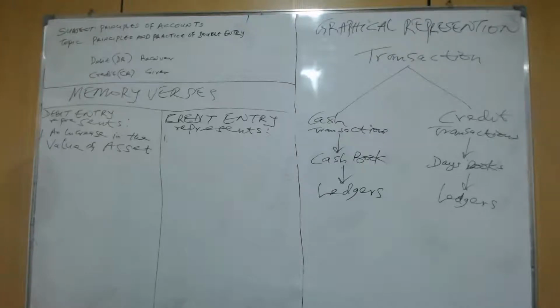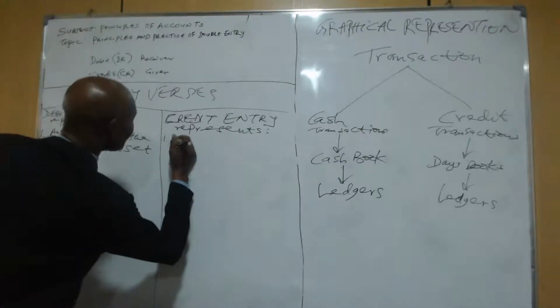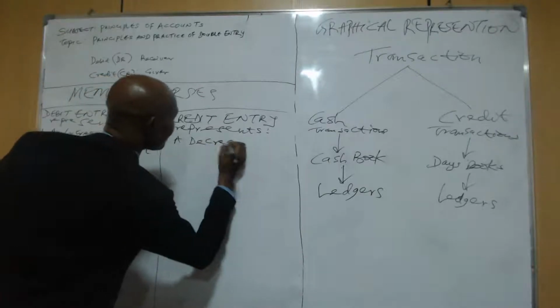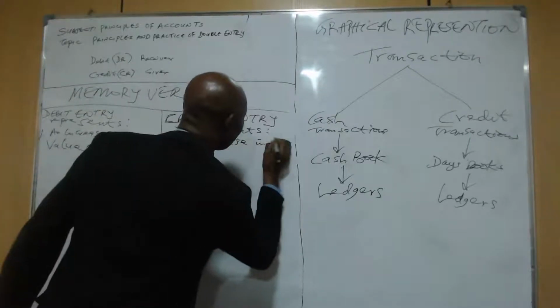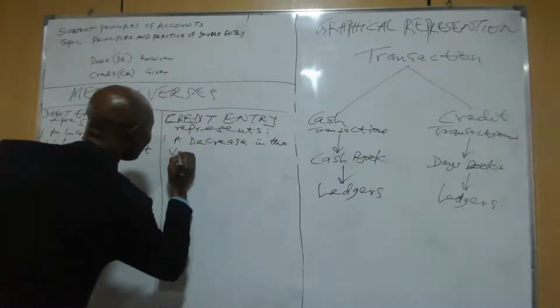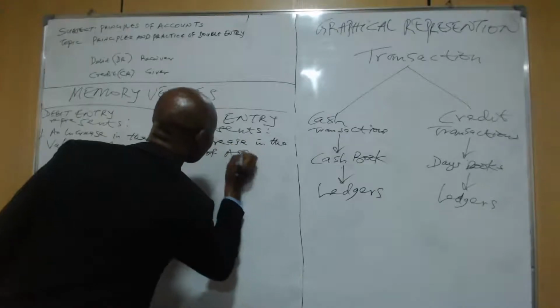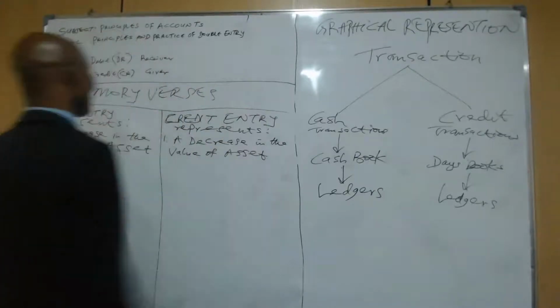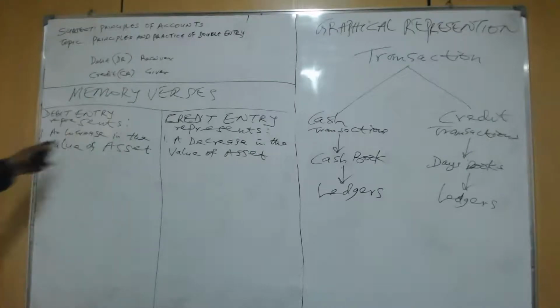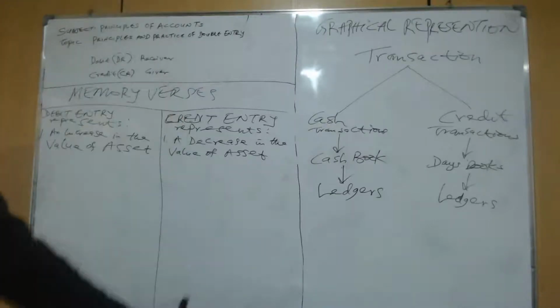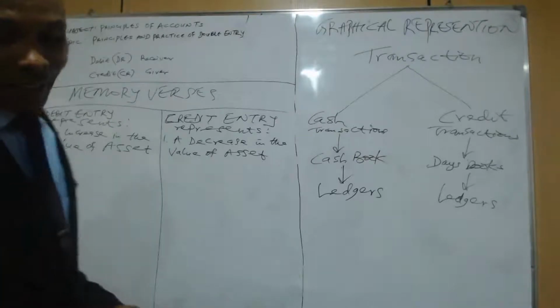You must memorize that. Under the principle, credit entry represents a decrease in the value of assets. So they always go opposite, which is why the credit entry decreases the value of an asset.